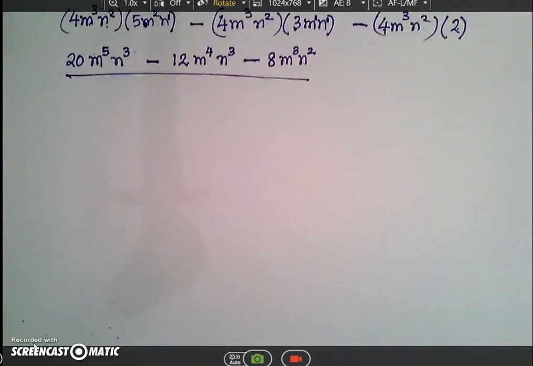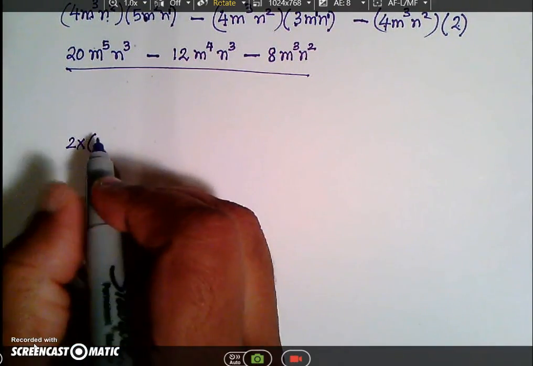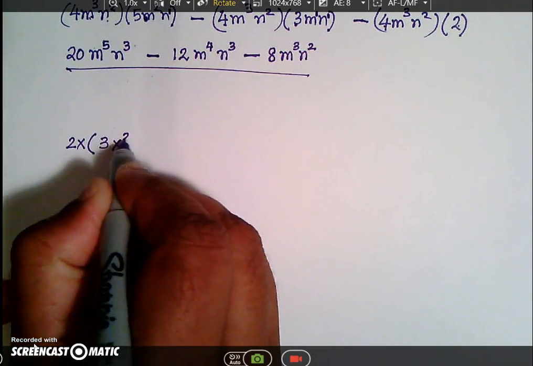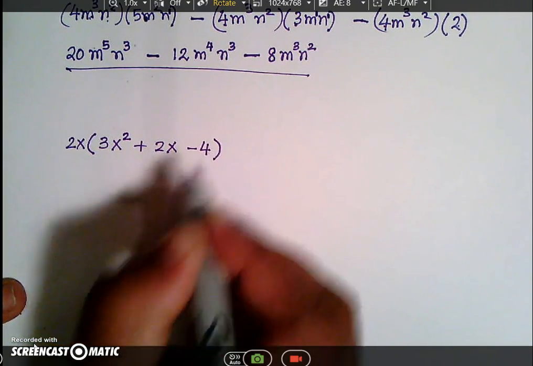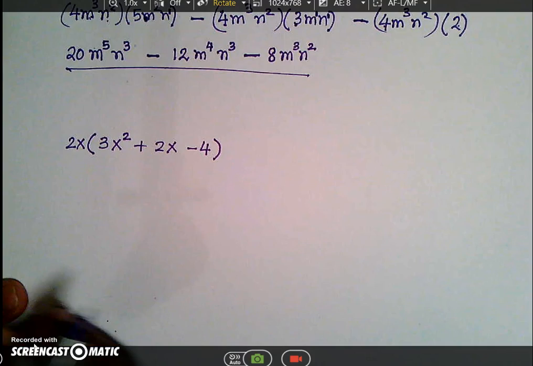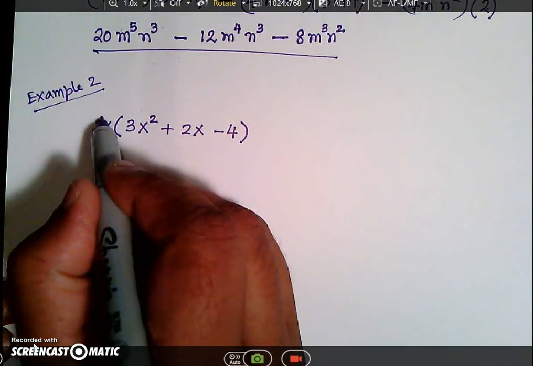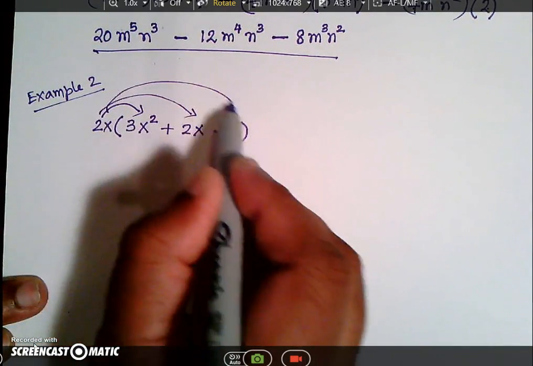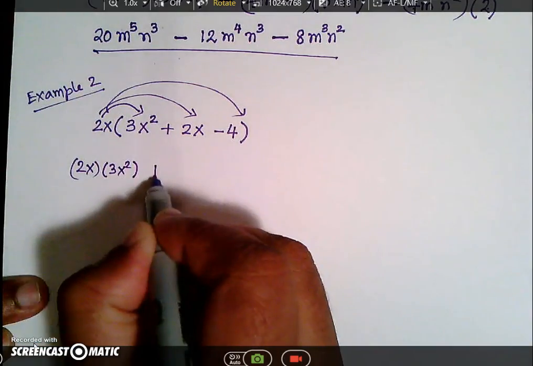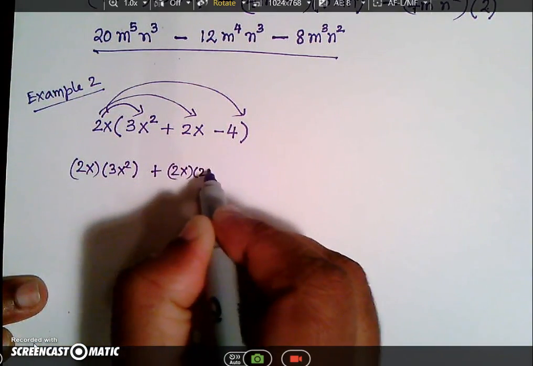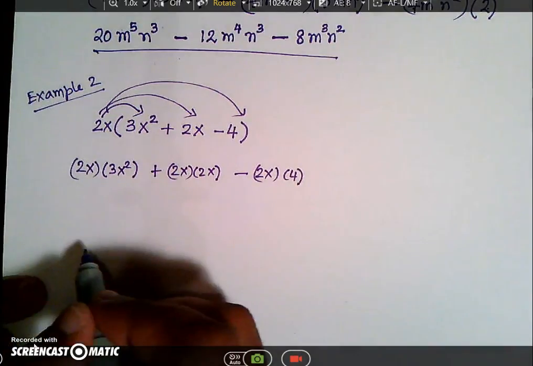Okay, we can do another example. Example 2: 2x times 3x square plus 2x minus 4. So I am distributing 2x to everybody. So it's 2x times 3x square plus 2x times 2x minus 2x times 4.